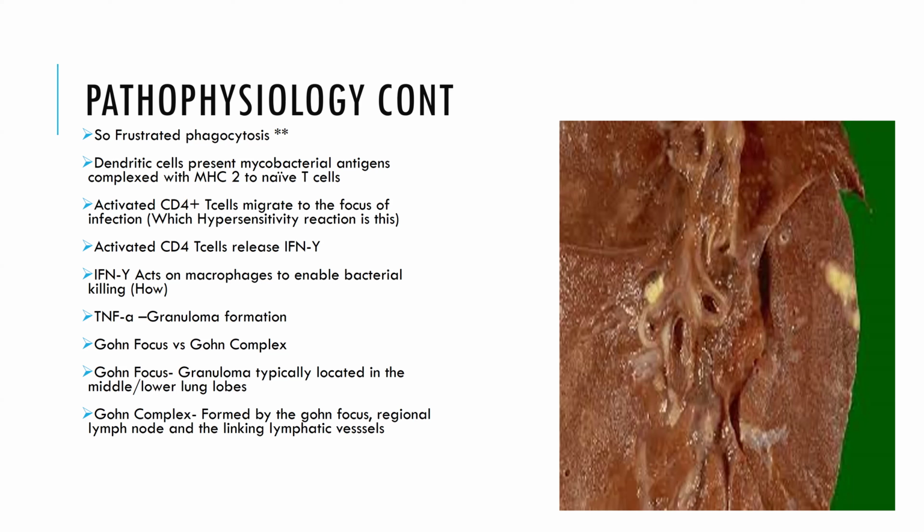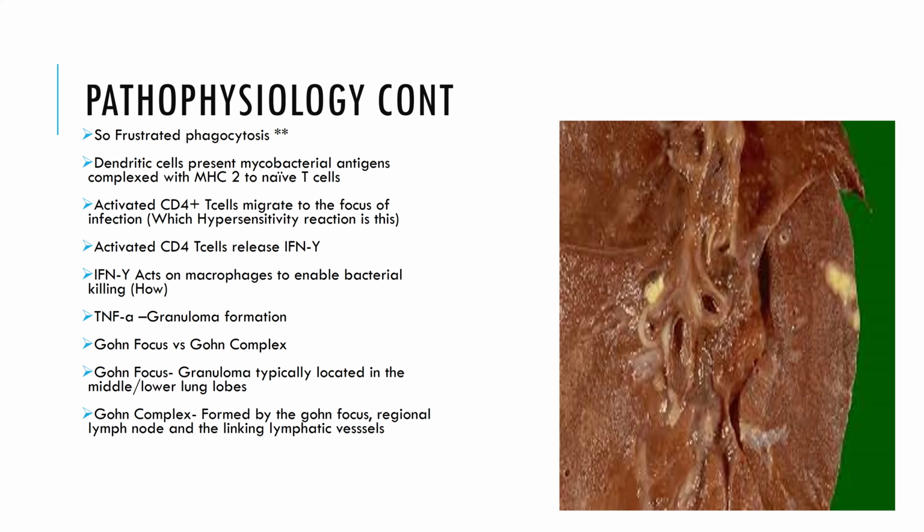These dendritic cells take the mycobacterial antigens, complexed with MHC2, and present them to naive T cells. The T cells become activated CD4 positive T cells, and they migrate to the focus of the infection. As Angel has said, it is a type 4 hypersensitivity reaction. The activated CD4 positive T cells release interferon gamma. Interferon gamma then acts on the macrophages to enable bacterial killing.